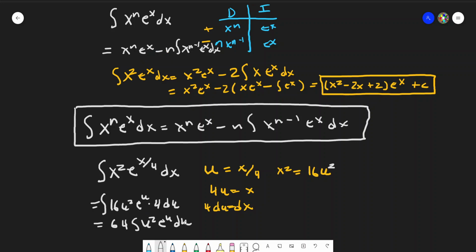But now, of course, this is just a repeat of the previous problem in a way. The only difference is that once I find my antiderivative, I need to substitute back the u as x over 4. Okay, well that sounds like a lot of work in either case. But luckily there is a formula that we can use.